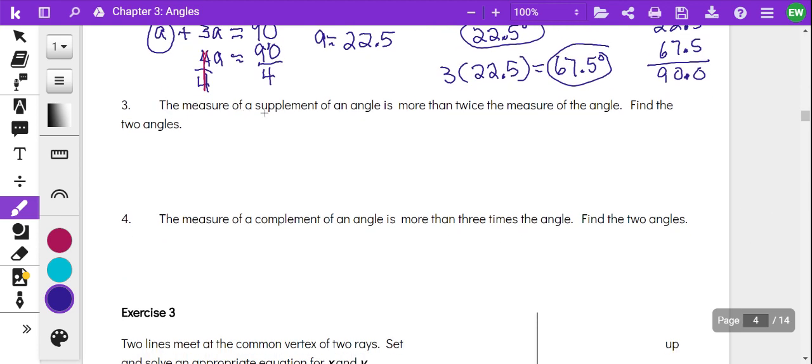All right, the measure of a supplement of an angle is more than twice the measure of the angle. Find the 2 angles. Supplement of an angle. So I know it's going to be equal to 180 degrees. More than twice the measure of the angle. Find the 2 angles.